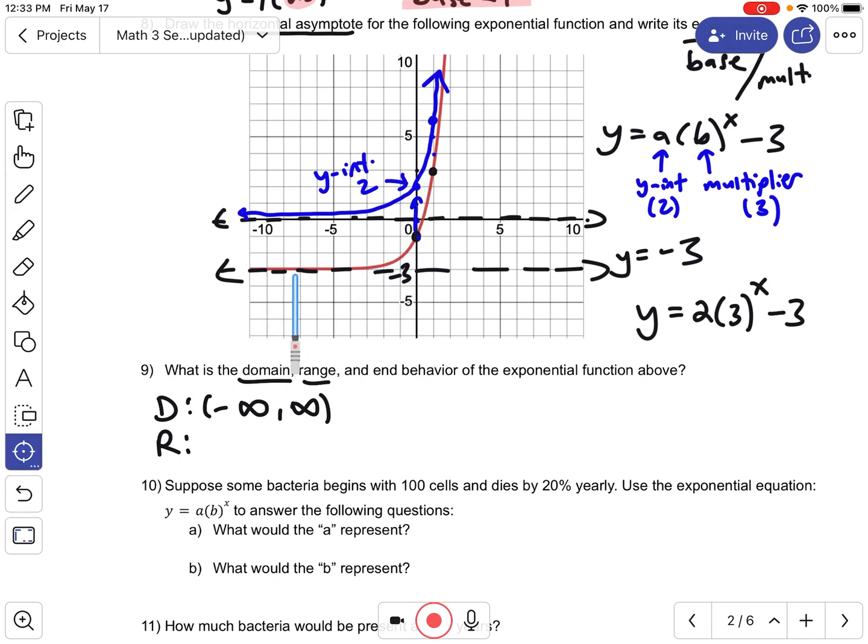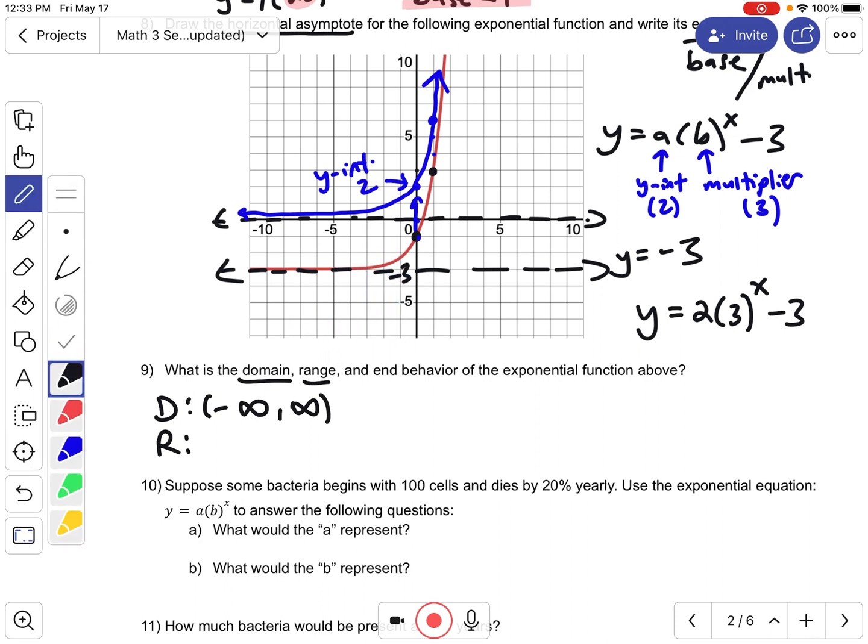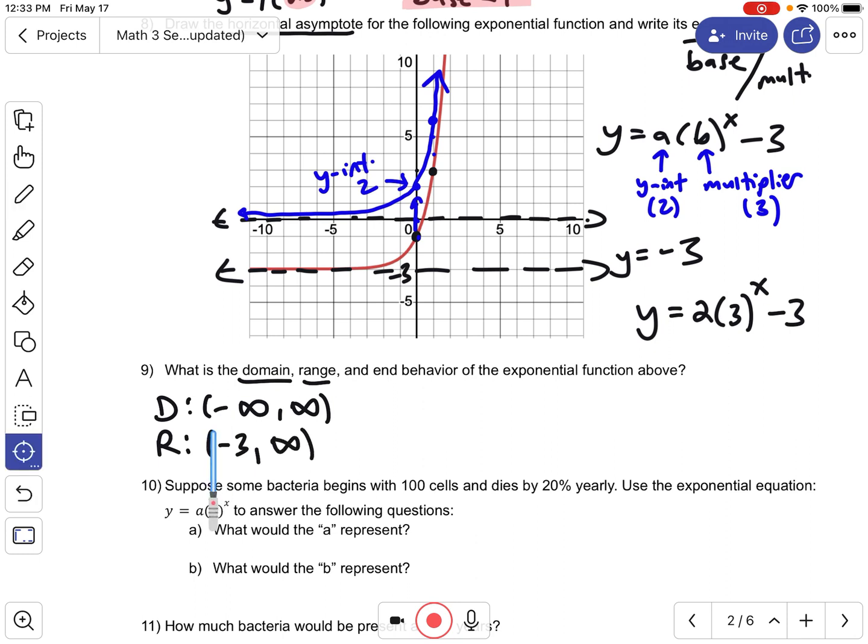And so if we look at the original equation, it's going up forever, but it's going down and it's stopping at -3. So we're going to make it go down to -3 but up forever. Notice I'm not putting a square bracket on this -3 because it's not making contact with this asymptote.